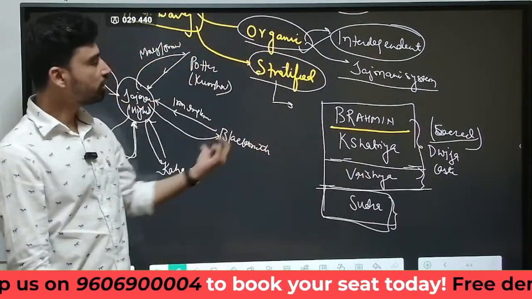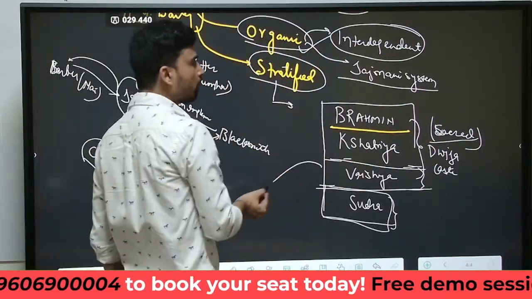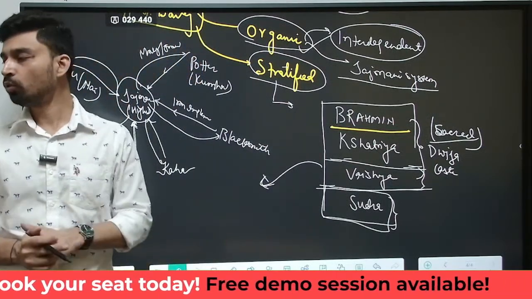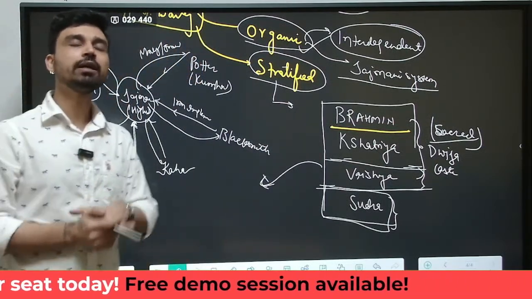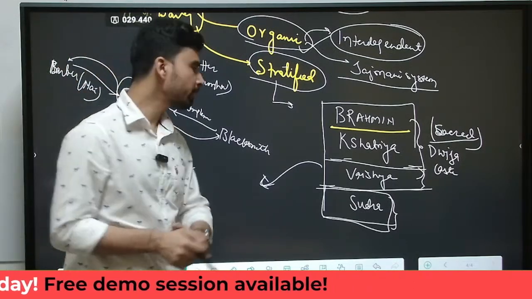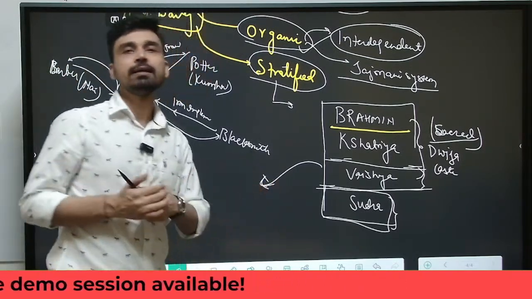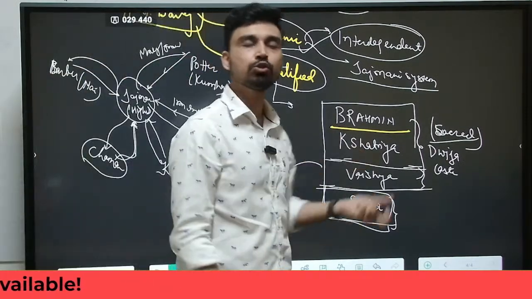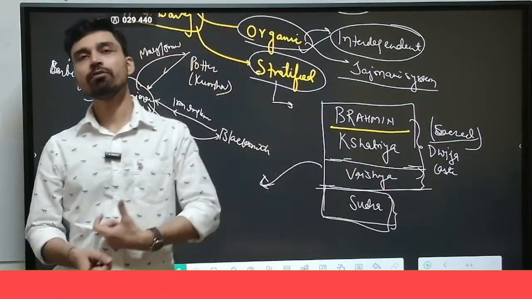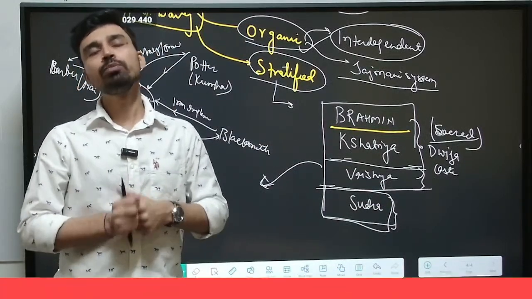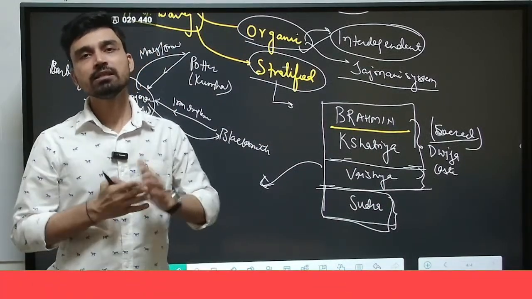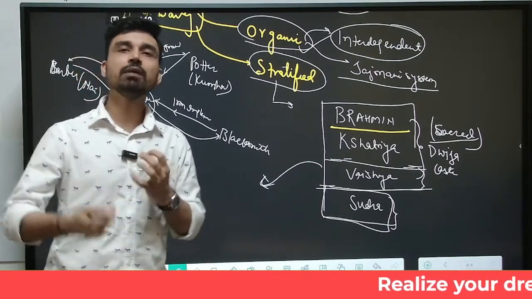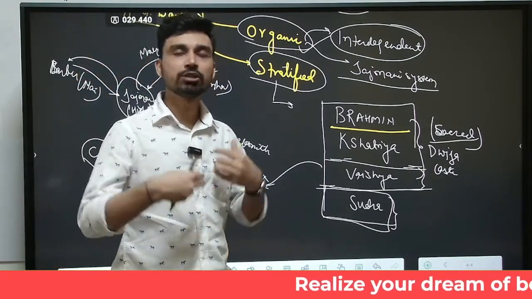How these changes happened from the 4 Varna system to the 4500 Jati system, we still do not have a clear understanding. But it is believed by many scholars that up to the Gupta period, it was the Varna system that was dominant. Society used to work as per the Varna system, but somewhere in the Gupta period, the Varna system gradually started to lose its importance, and then we have the emergence of Jatis or the Jati system.